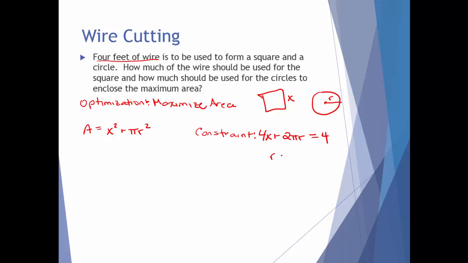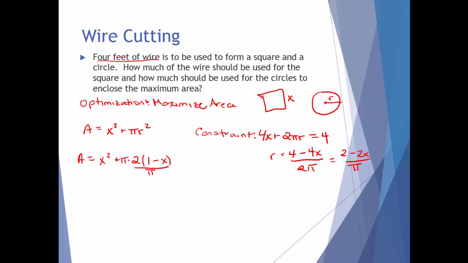If you move everything over, we get 4 minus 4x over 2 pi. Factor out and cancel some of those 2's. We get 2 minus 2x over pi. So now when we use that to plug into our area function, we'll get A equals x squared plus pi times the radius squared. So if I factor out that 2, I'll get 2 times 1 minus x over pi.